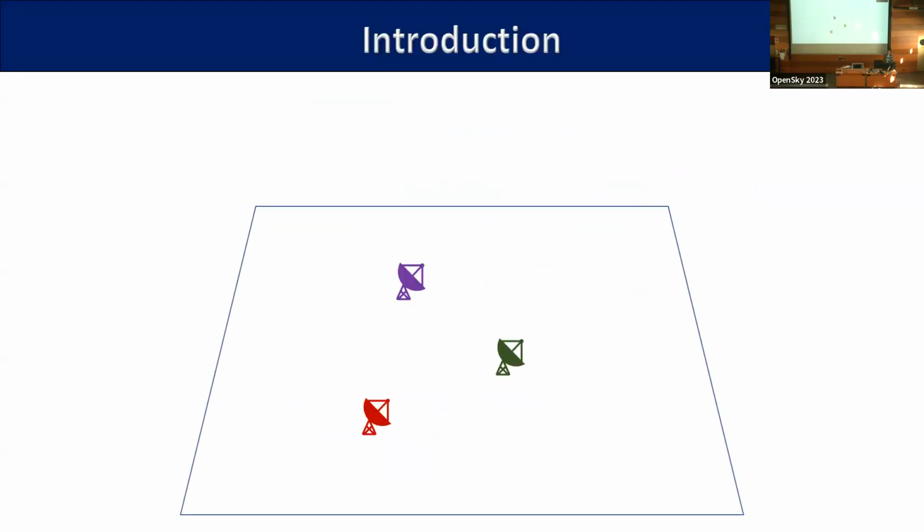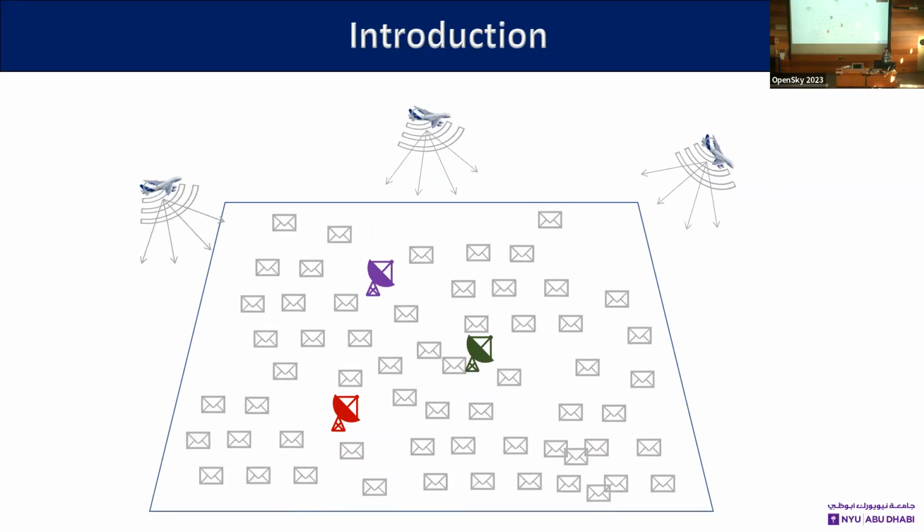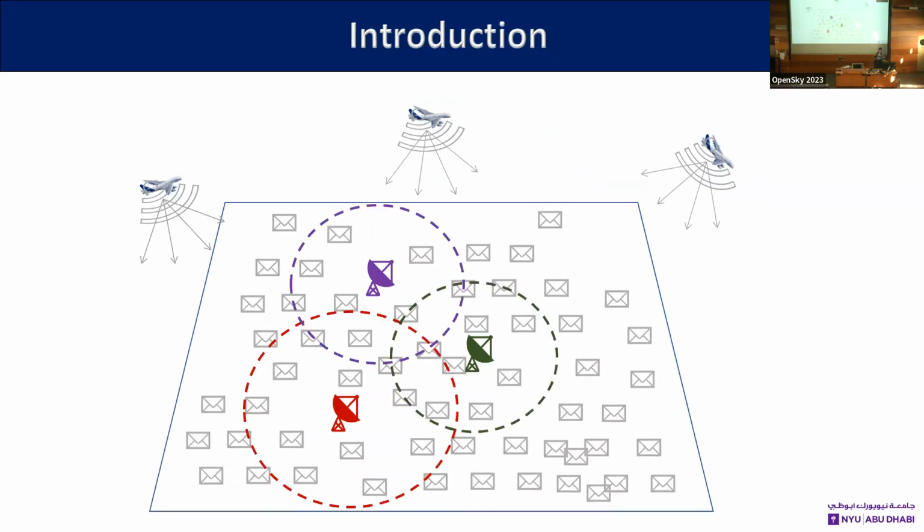Okay, so we all know that in the ground, we have different receivers. And aircraft broadcast their information, which is obvious for everyone here. And the point is, not all of the messages broadcast from the aircraft are received by the sensors. As an example here, some of these messages are received, and some are not. And some of them are received by more than one sensor, 2 or 3 sensors.